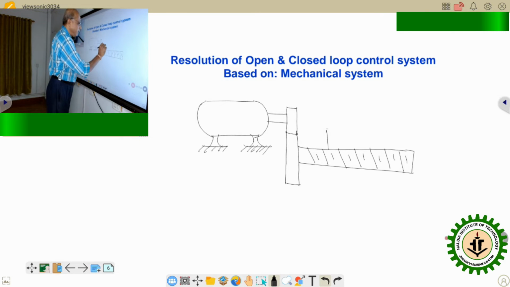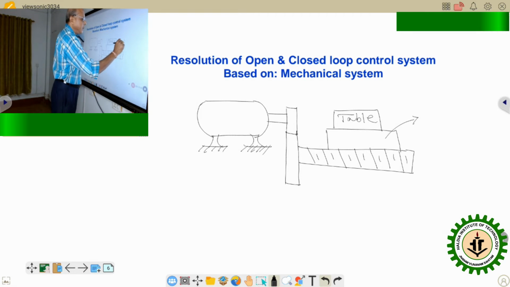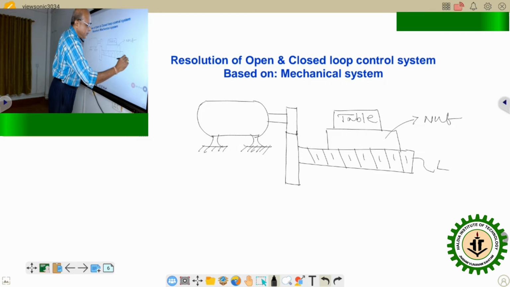Over which there is a nut, and finally there is a table. This is table. This is nut. I am writing in short. It is lead screw.